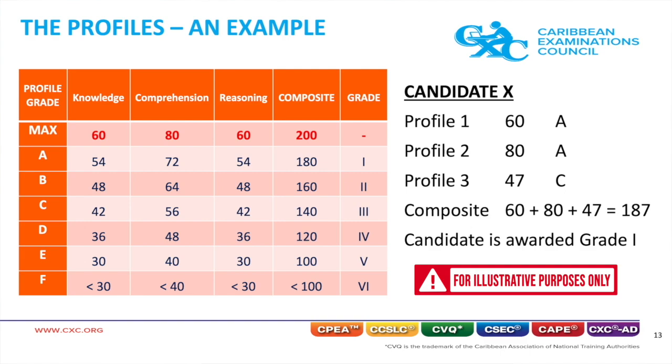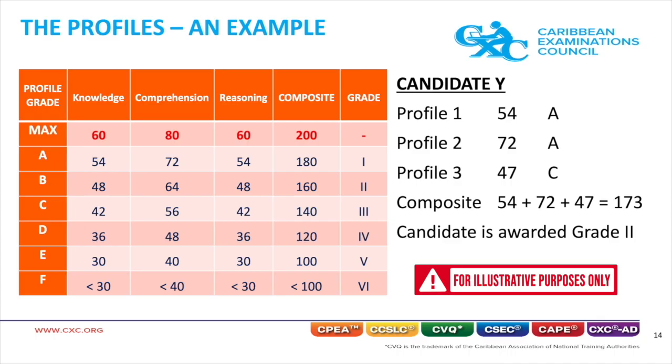Candidate Y. Candidate Y earns 54 marks on knowledge, 72 marks on comprehension, and 47 marks on reasoning, giving the letter grade combination of A, A, C. The composite grade is 173 marks, resulting from 54 plus 72 plus 47. Candidate Y is awarded grade 2.